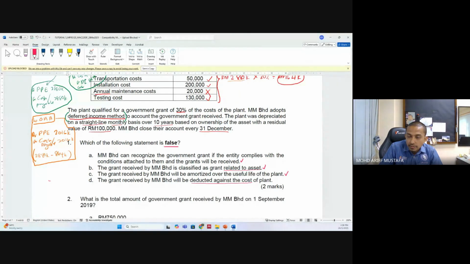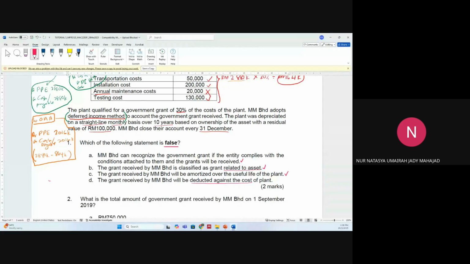Which one? Alamak, dah bincang krik pula. Okay, guys, jawapannya mana, guys? Again, D.